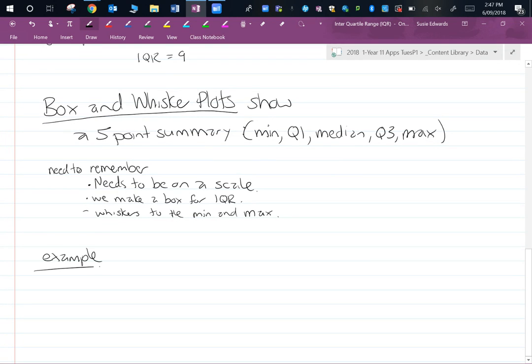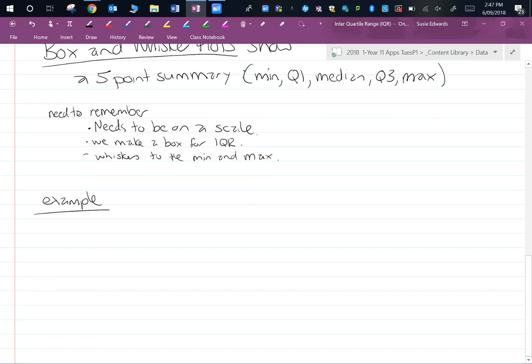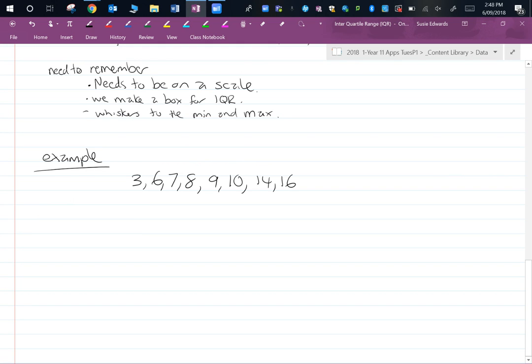So example. And I'm going to try and make the example a little bit tricky. So let's go with this: 3, 6, 7, 8, 9, 10, 14, 16. This is probably, as much as those numbers seem quite easy, this is probably the hardest box and whisker plot you can do. So if you can do this, you're fine. All right?